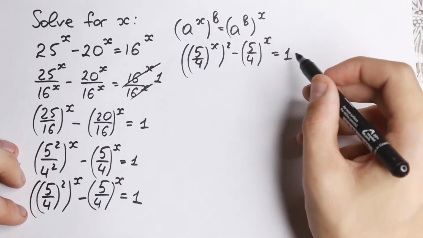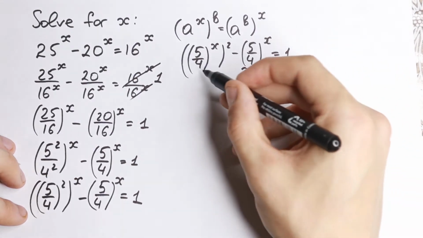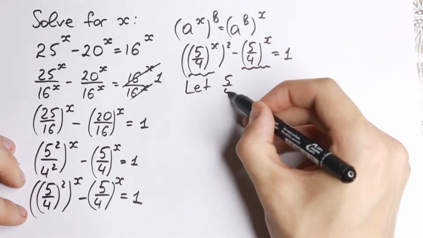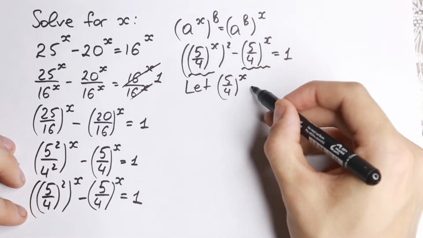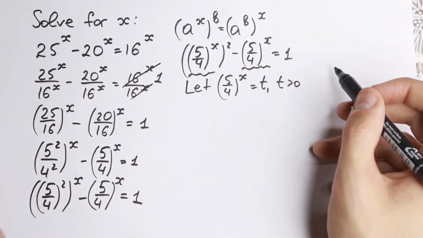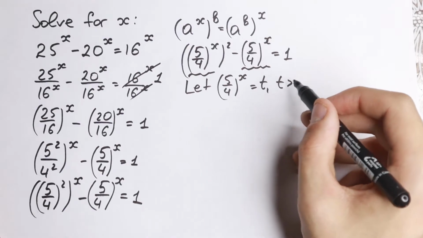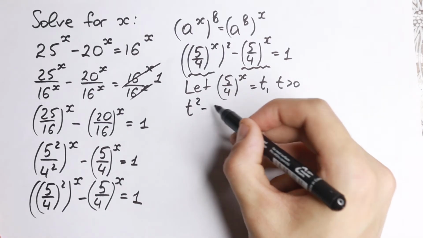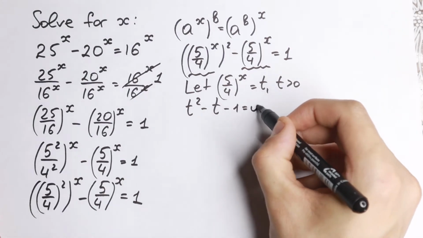And what we're going to do next, of course this is a great moment to write a substitution because we have the same element. So let this 5 over 4 to the power x be equal to t, and of course t needs to be positive because we're talking about an exponential function. This is an increasing exponential function. So what quadratic equation will we have? t squared minus t minus 1 equal to 0.